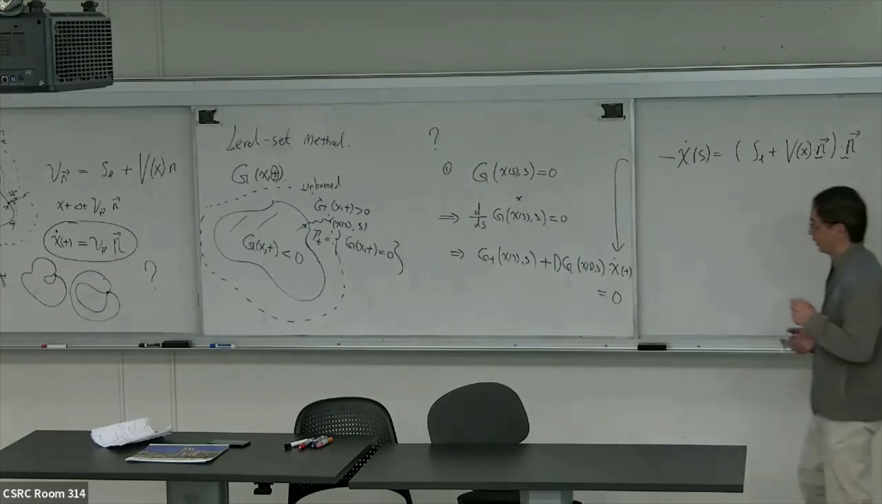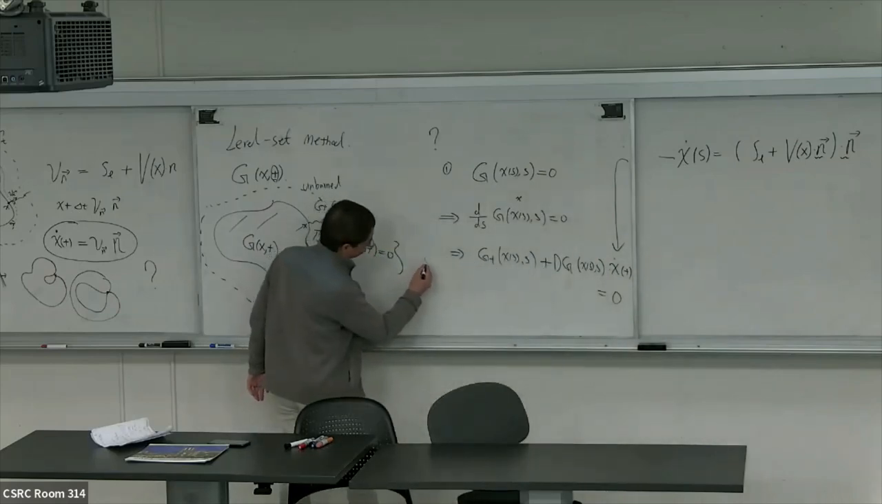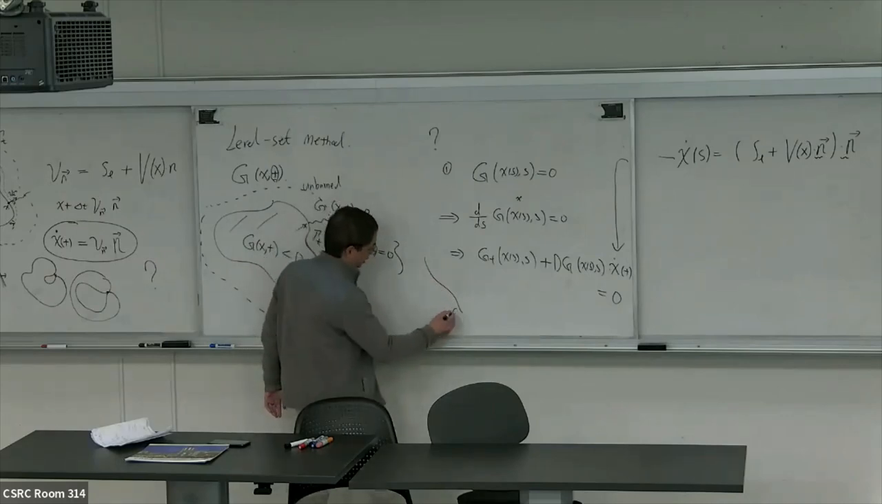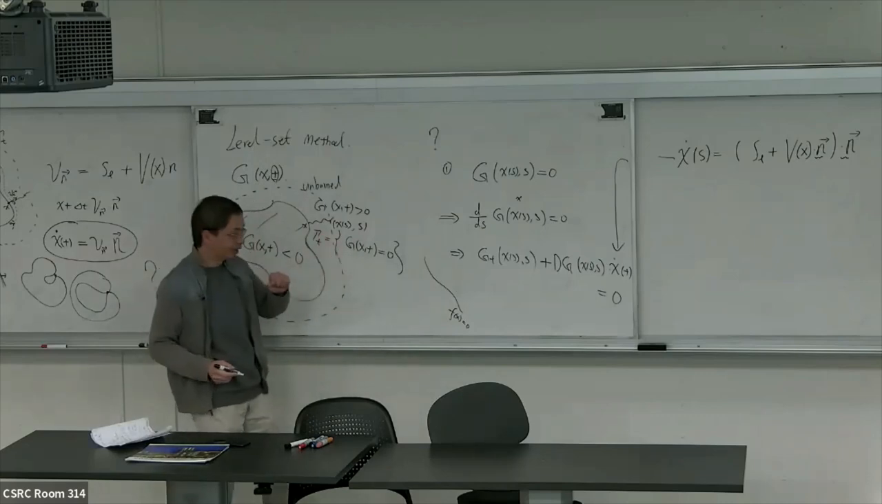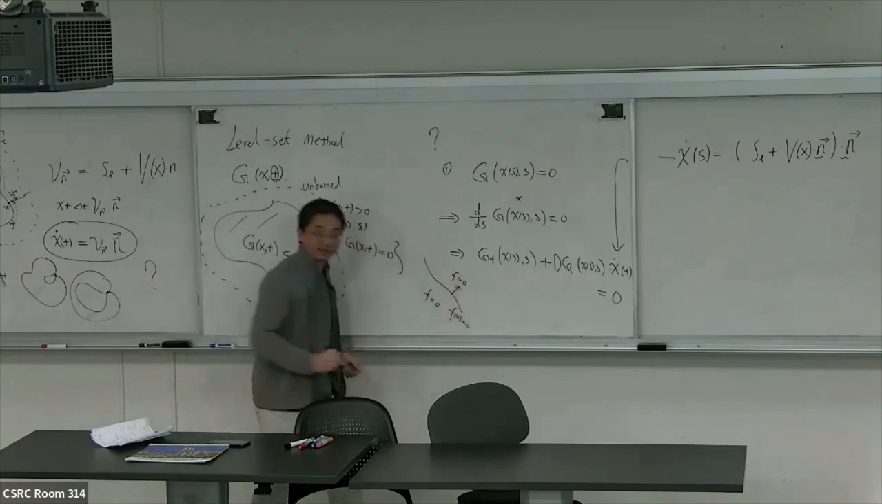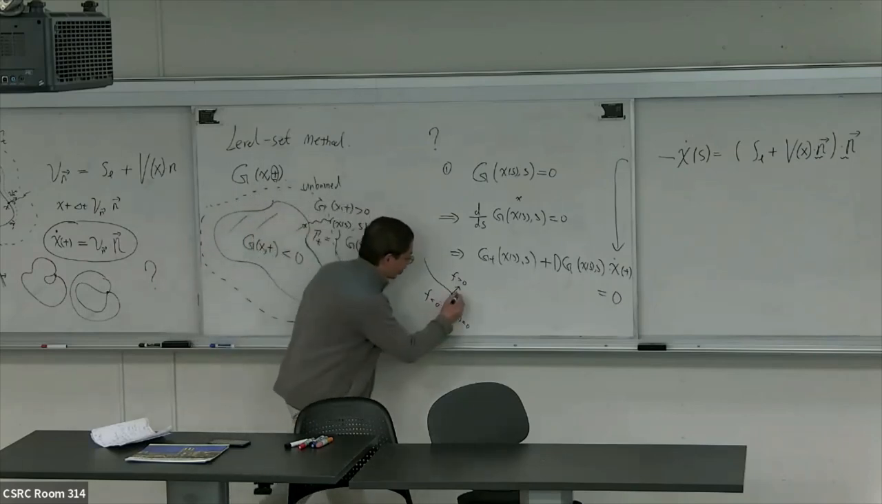But then from calculus, we know. So again, I'm going to use some mathematical calculus. Suppose I have a surface. The surface is described by an equation, so it's F(x) equals zero. Let's say this is F less than zero, this is F bigger than zero. Then what is the outward normal vector? It's the gradient, normalized. So this normal vector will just be the gradient of F normalized.